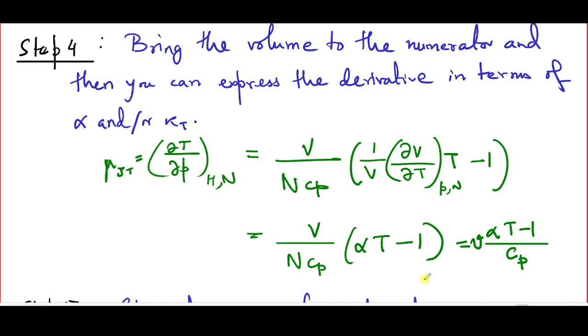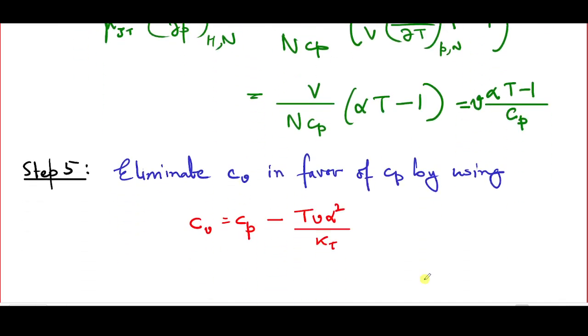So this would have given you small cv instead of small cp. If you insist on writing everything in terms of alpha, cp and kappa t, then what you would have to do is eliminate cv in favor of cp by using a result that we have already seen before. This result, of course, only uses cp, alpha and kappa t other than variables which describe the state.